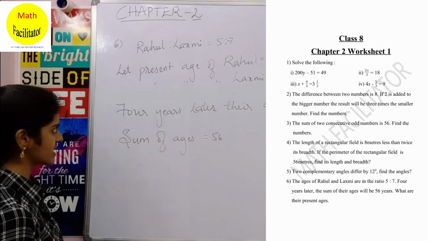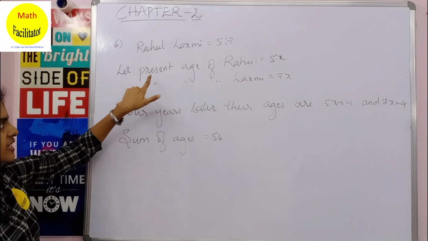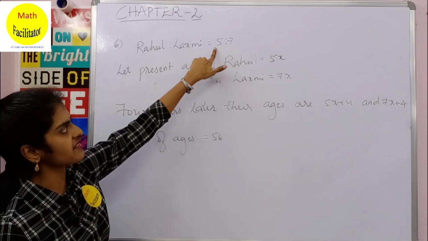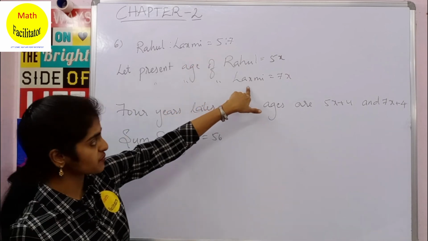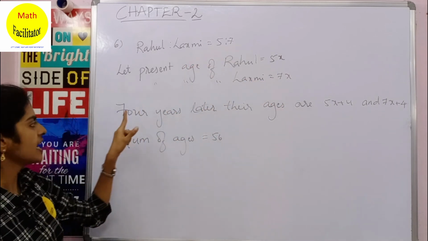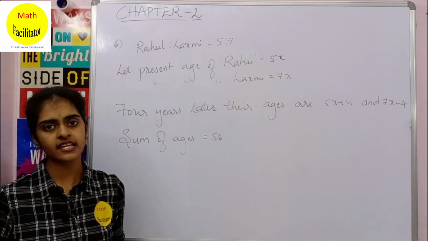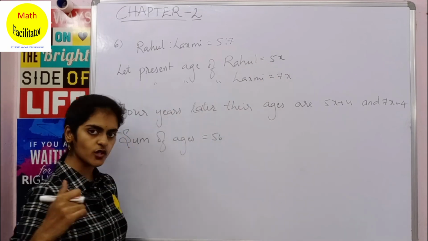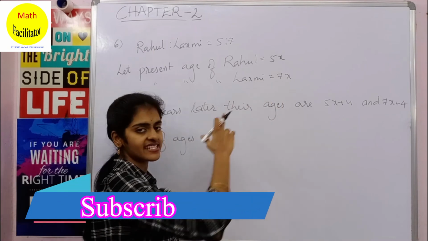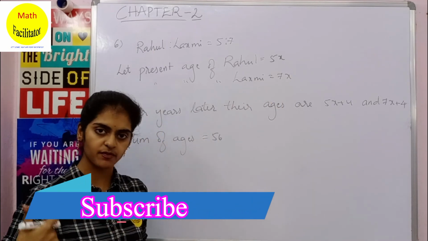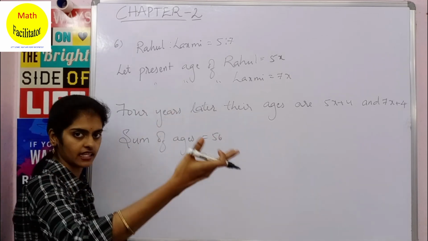Moving on to the next question. Rahul and Lakshmi's ages are in the ratio of 5:7. So let us take the present age of Rahul as 5x. Since the ratio is 5:7, Rahul's age is 5x and Lakshmi's age I am taking as 7x. Okay. Now 4 years later, what are their ages? If it is 5x now, after 4 years that means 5x plus 4. Now if Lakshmi's age is 7x, after 4 years means 7x plus 4. Okay, so you add 4 years since it is 4 years later.